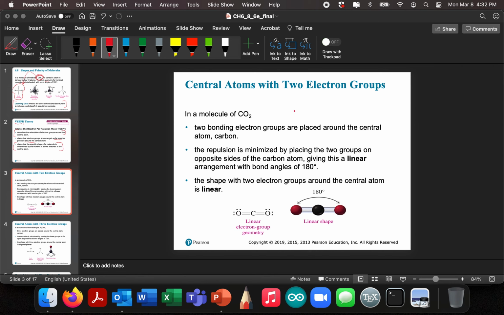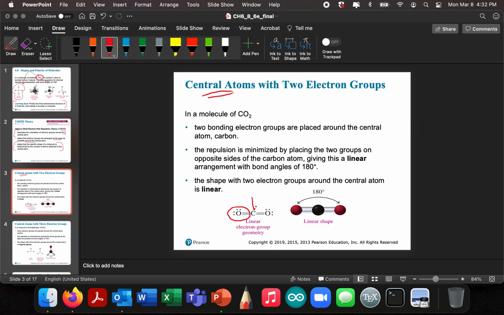Okay, so let's start out with talking about a molecule with a central atom that has 2 electron groups around it. All right, so first of all, an electron group is a single bond, a double bond, or a triple bond. So if this is the central atom here, then this carbon atom has got 2 electron groups around it, right? In a molecule of carbon dioxide, 2 bonding electron groups are placed around the central atom, carbon. The repulsion is minimized.